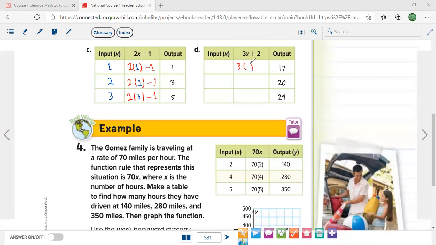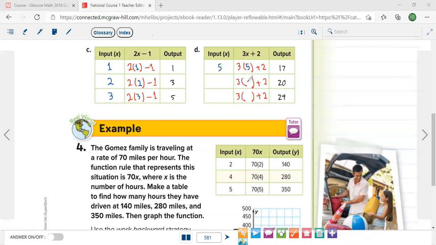So 3 times what plus 2, 3 times what plus 2, and so on. Let's try to deduce this number. 3 times what plus 2 will give you 17? Of course, 3 times 5, because 3 by 5 is 15, plus 2 is 17.